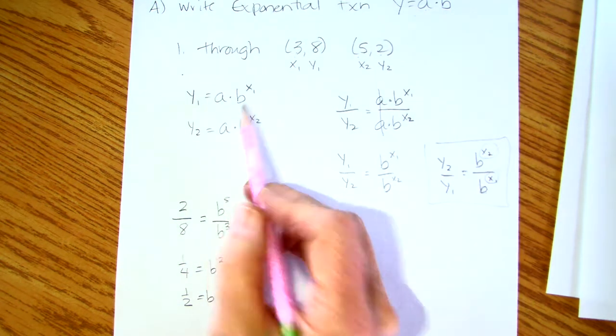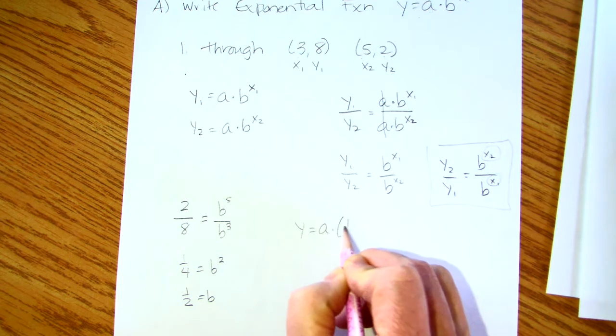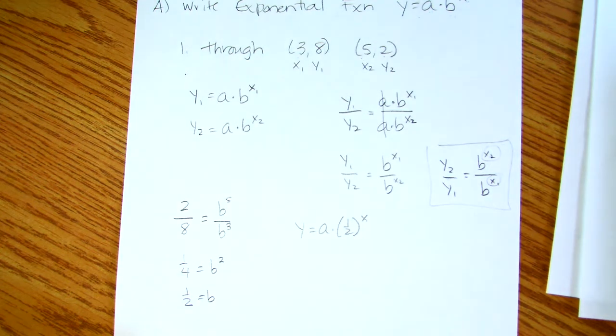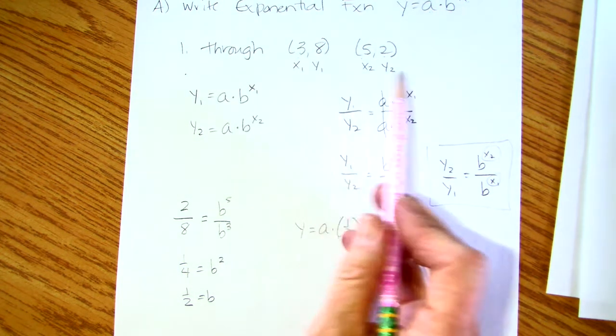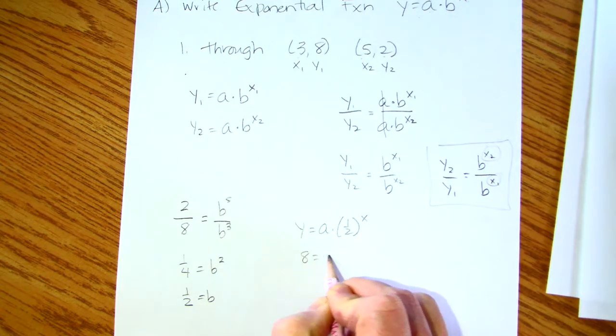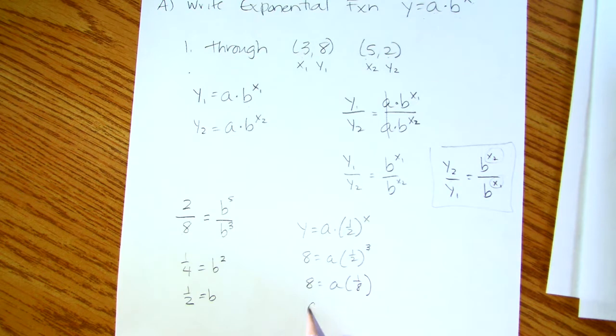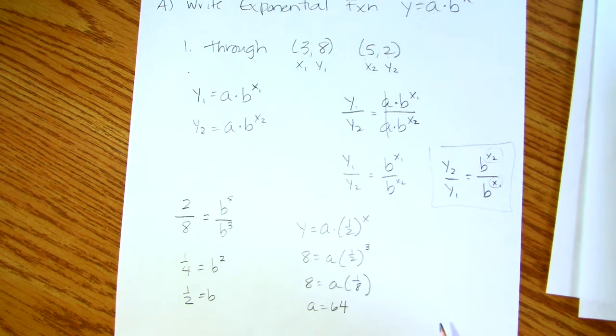And so now I come back to this fundamental relationship. Y equals a, now I know b is 1/2, to the x. And then you can choose either point, just like in an equation for a line. I'll use this one. 8 equals a times 1/2 to the 3rd. 8 comes out when 3 goes in. And then 8 equals a times 1/8. So a must be 64.